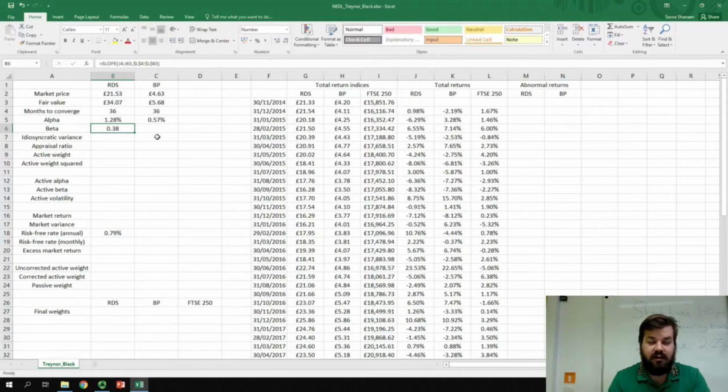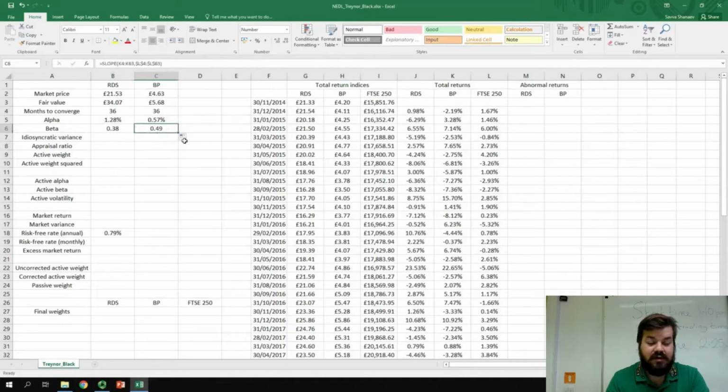If beta is lower than 1, it means the stock is defensive. If beta is higher than 1, it means the stock is aggressive. Then we need to apply beta for BP as well, and remember, as we locked the array of returns for FTSE 250, it will automatically calculate it for BP just by dragging it around.